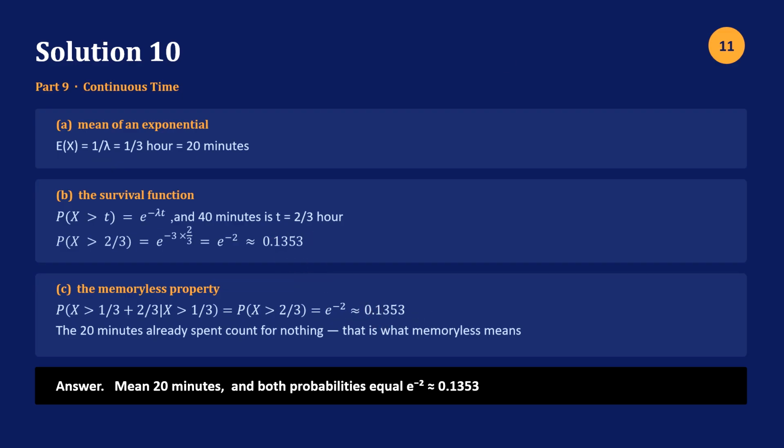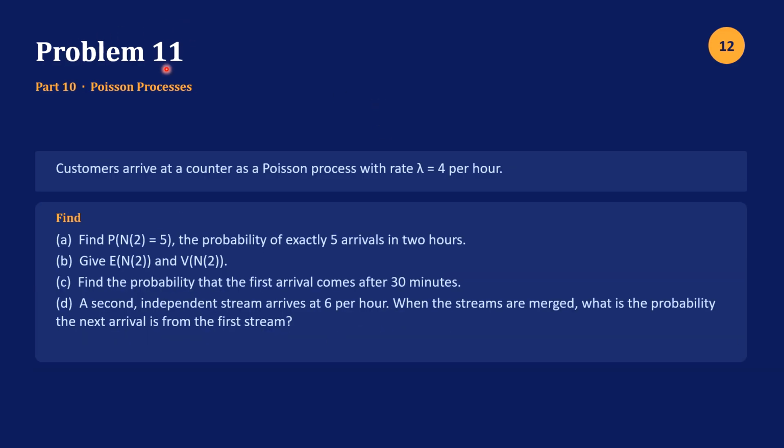Okay, so let's continue. I think I have a couple more problems. Problem 11 is based on lesson 10 on Poisson processes. We're given a Poisson process of arrivals at a counter with rate lambda equals 4 per hour. We have 4 questions. Find the probability of exactly 5 arrivals in 2 hours. Find the expected value for N of 2, as well as the variance. Find the probability that the first arrival comes after 30 minutes.